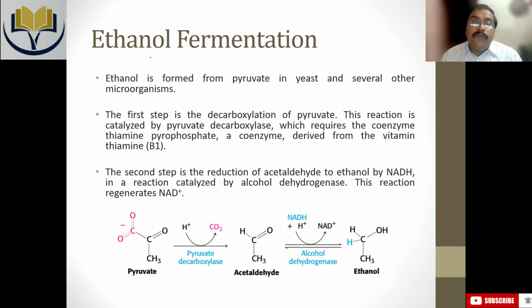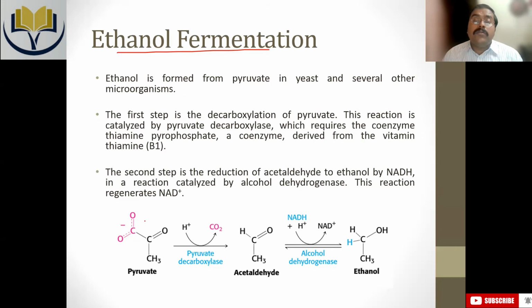Now, if we are looking at ethanol fermentation, it's an industrially important technique. Ethanol fermentation requires anaerobic condition. Until and unless it's an anaerobic condition, it will not work in a proper way. Anaerobic condition means absence of oxygen, or presence of carbon dioxide or whatever other gases except oxygen.